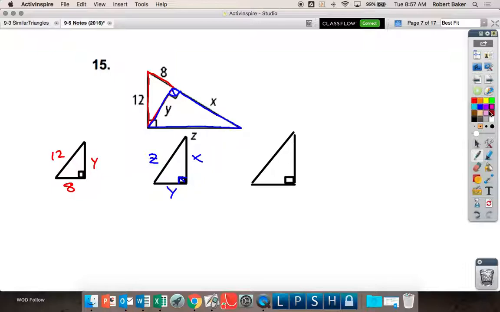The large triangle looks like this. The short leg, 12. The long leg, Z. And the hypotenuse, no, 8 and X.